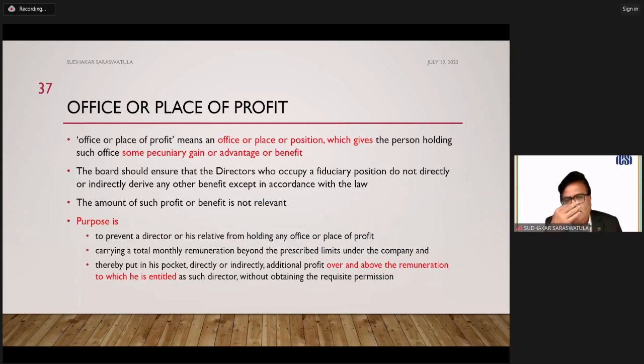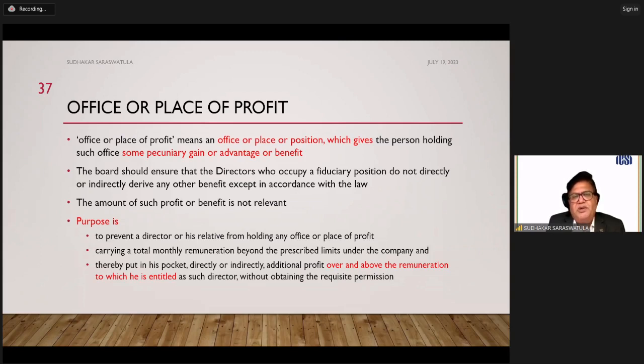Now, the second thing is the office or place of profit. Office or place of profit means an office or place or position which gives the person holding such office some pecuniary gain or advantage or benefit. Merely holding the office is not sufficient; there should be some kind of pecuniary gain or advantage or benefit, then it will come under office or place of profit and compliances are required. The amount of such benefit is irrelevant, whether it is 100 rupees or 1,000 rupees or a lakh of rupees, it is immaterial. What matters is whether the pecuniary gain or advantage or benefit is there or not.